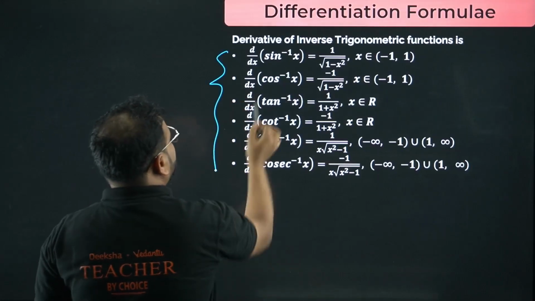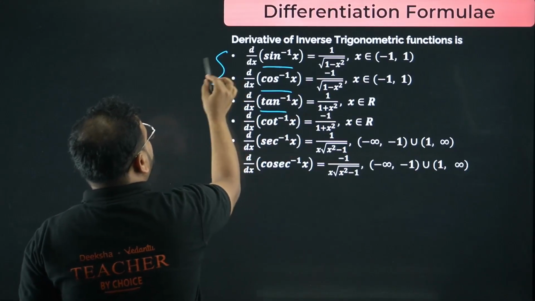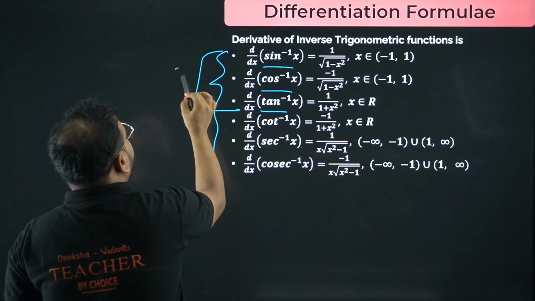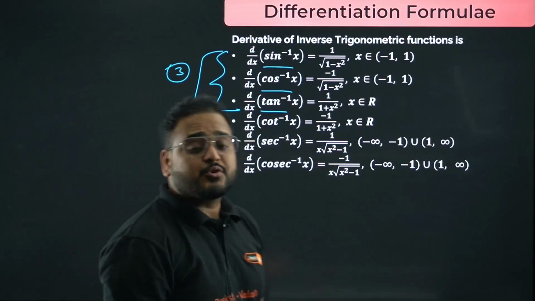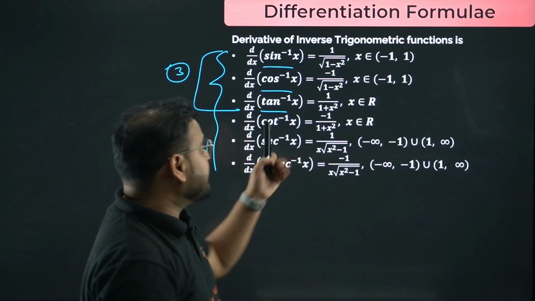Some formulas are there for inverse trigonometric functions. Please remember these formulas for sine inverse, cos inverse, tan inverse. These are the most important formulas. The first three are used in substitution in questions and in integration as well. So very, very important. Please check.